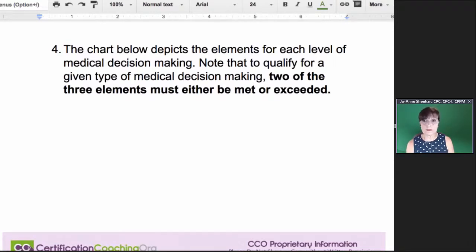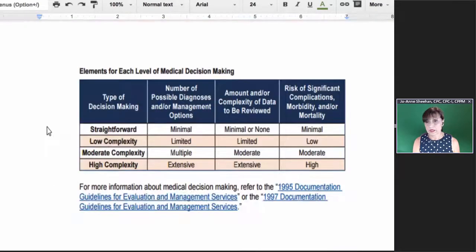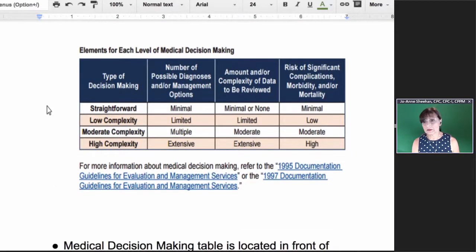Now the chart below depicts the elements for each level of medical decision making, and note that to qualify for a given type of medical decision making, 2 of the 3 elements must either be met or exceeded. So the next page will show the actual chart, and you will see this in the front of the CPT manual as well.